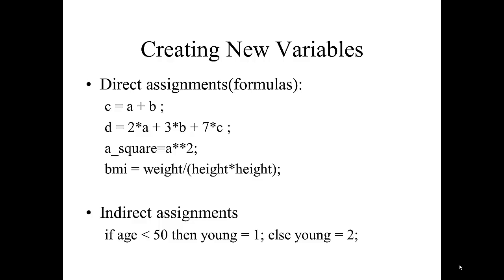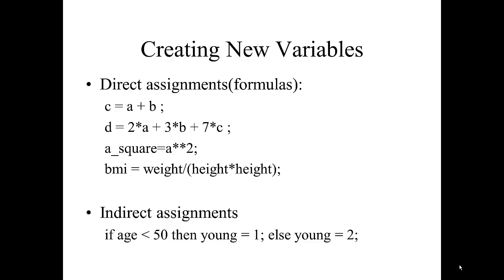BMI is created from the variables weight and height. So you have BMI equals weight divided by height squared. And notice that to create the variable A square, it's equal to A asterisk asterisk 2. If you wanted to create A cube, it would be equal to A asterisk asterisk 3. So the two asterisks together raise that variable to the power.